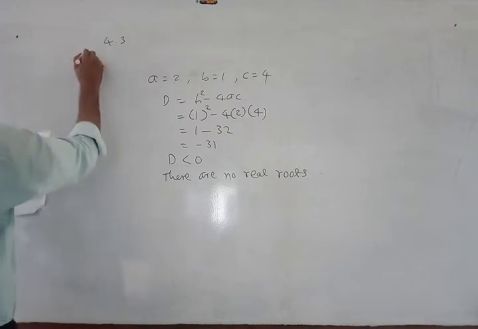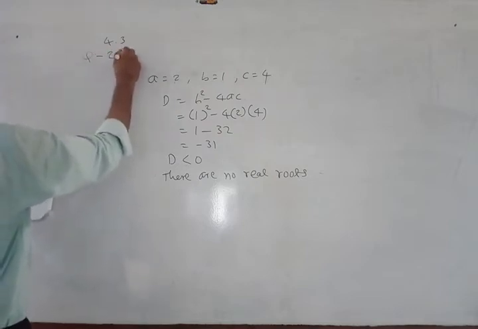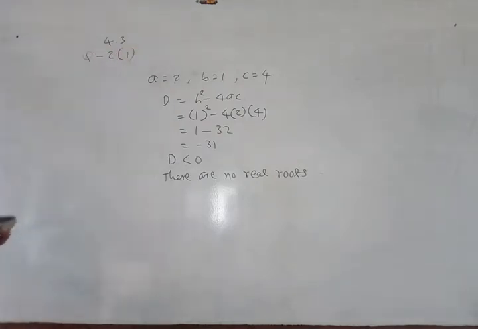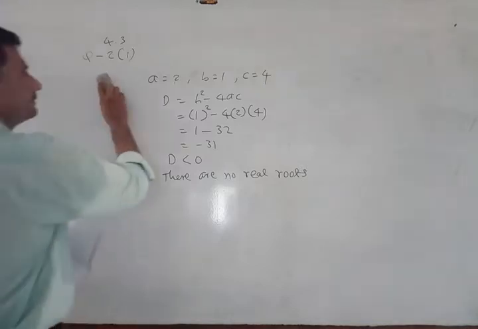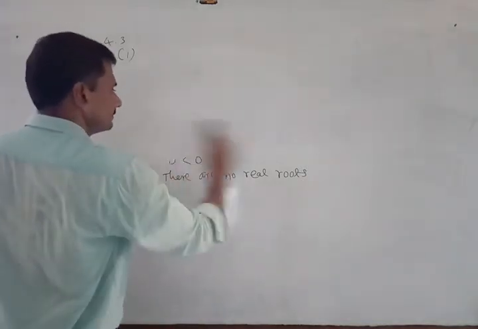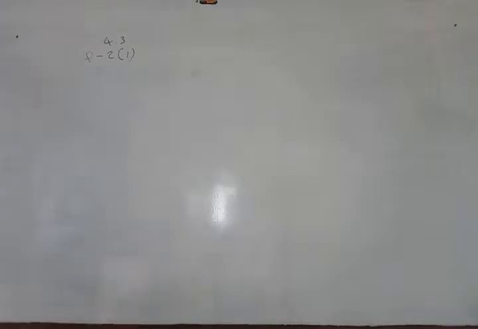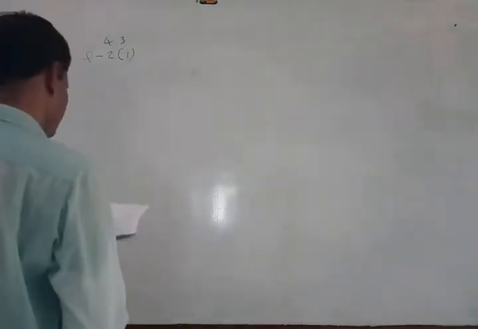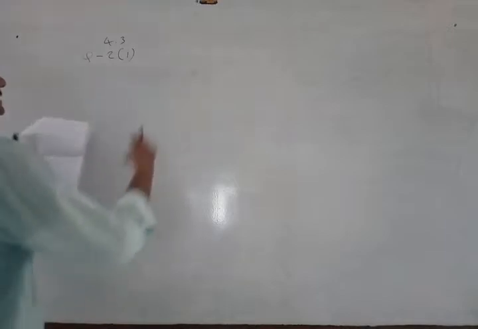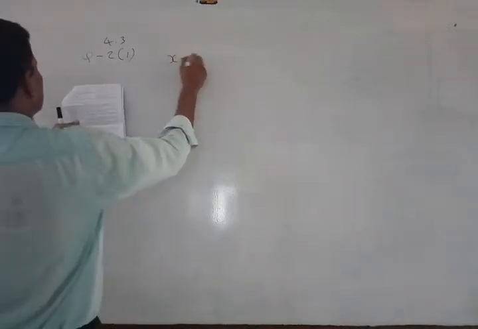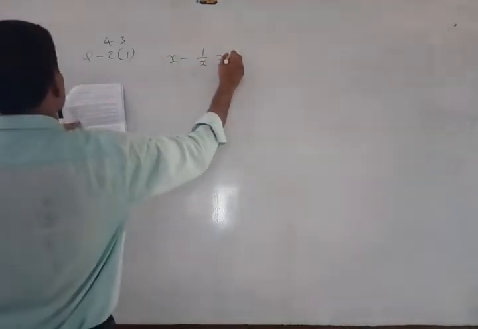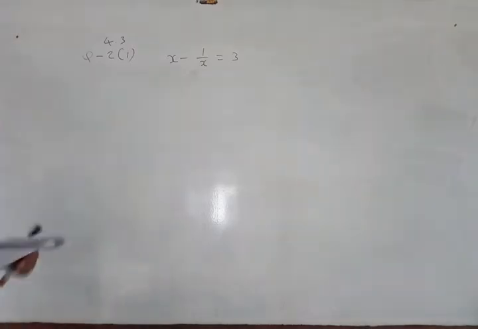Okay, there are two questions given. First of all, second first. What is given? x minus 1 by x equal to 3, x is not equal to 0.